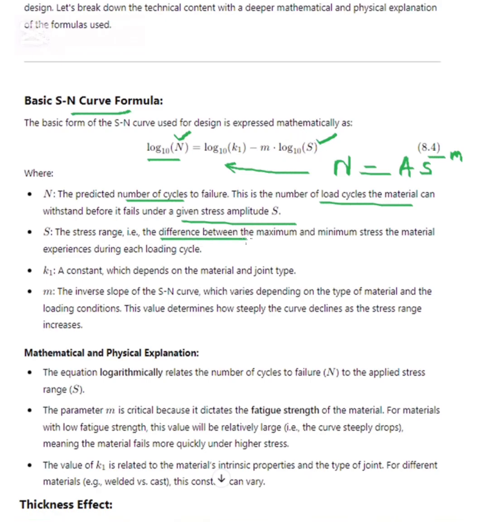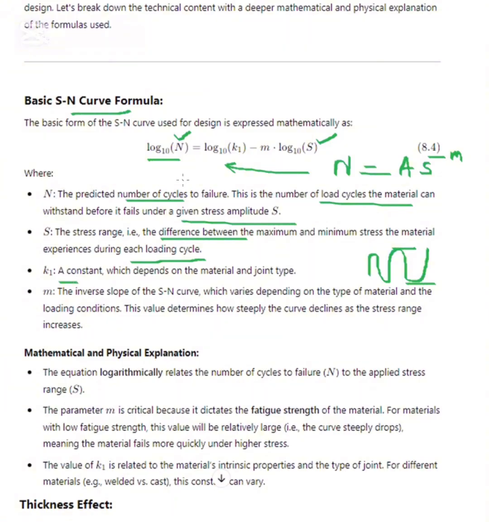S is the stress range. That's the difference between the maximum and minimum stress the material experiences. In cyclic loading, there could be a maximum tension stress and a maximum compressive stress. The difference between these two gives the range during the cyclic loading. So this is the maximum and minimum stress the material experiences during each loading cycle.